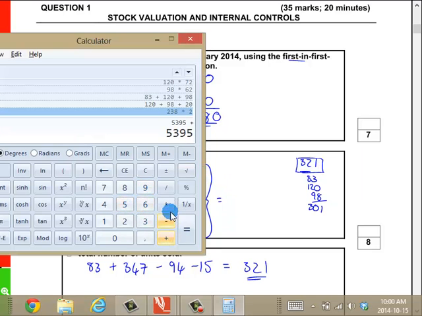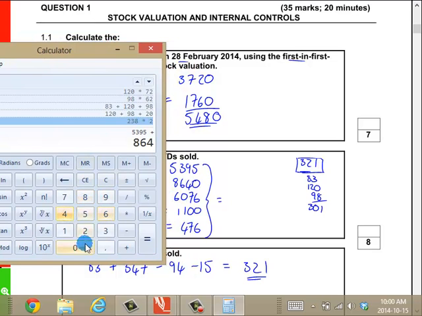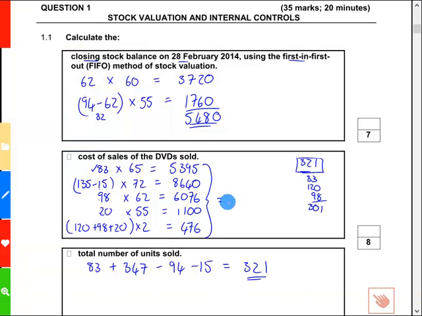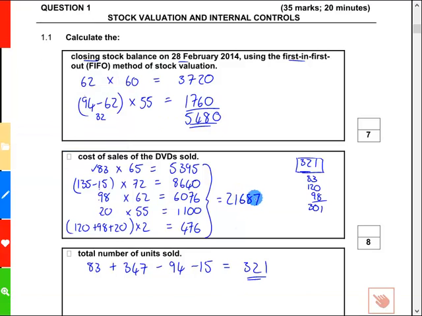5395 plus 8640 plus 6076 plus 1100 plus 476, and that is 21,687.